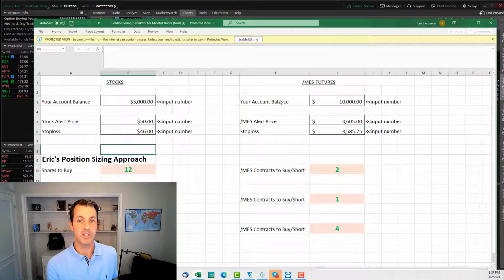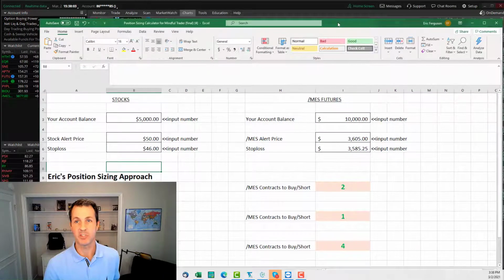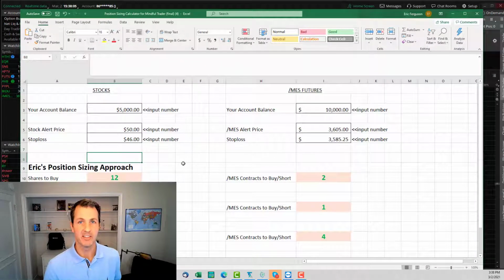So this is what I use. Every time I make a trade that I post a stock pick for, I use Excel every single time because I need to calculate the exact position size to use based on the account balance. And so I offer the Excel sheet to you so you can do it the same way.